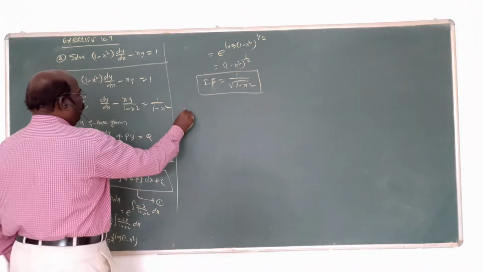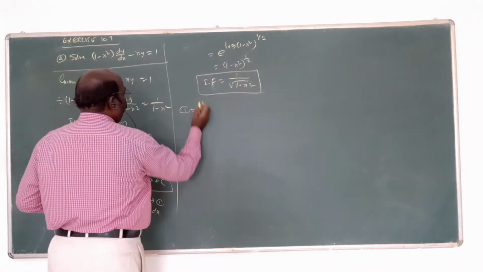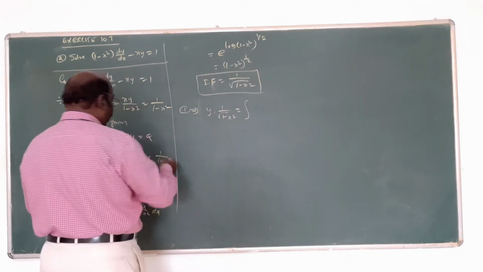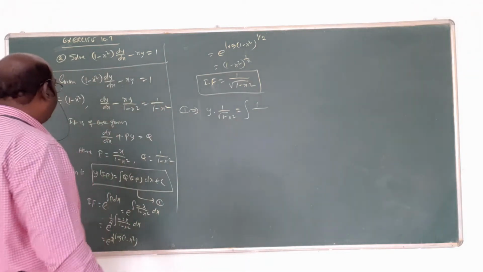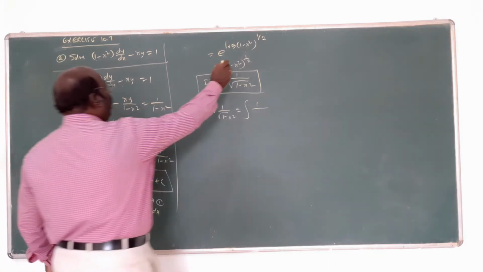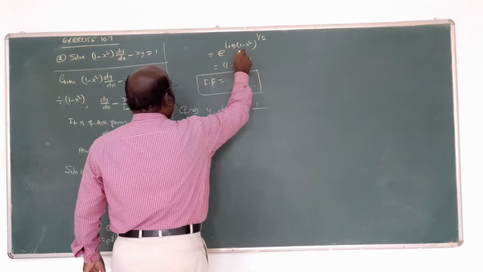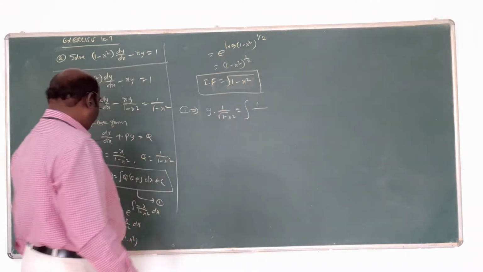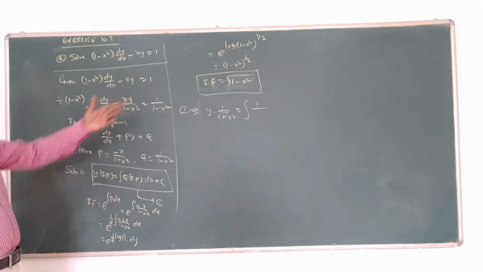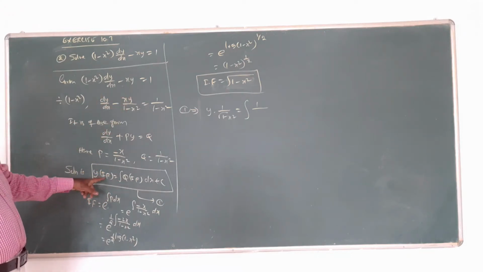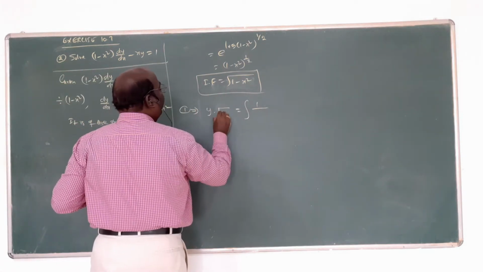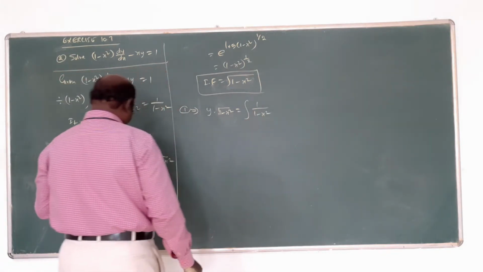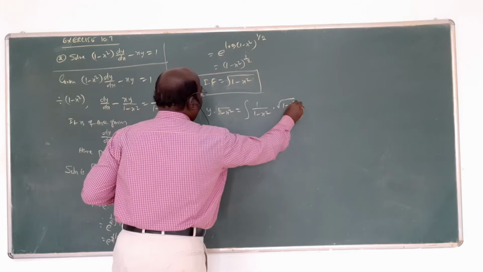Now substitute in the first equation: y into 1 by root of 1 minus x square equals integration of Q into IF. Sorry, here the power is only half. Minus half means 1 divided by something, but only plus is on. Root of 1 minus x square. Now substitute the IF in the formula. y into IF, that is y by root of 1 minus x square, equals Q, that is 1 by 1 minus x square, into the IF, 1 by root of 1 minus x square, dx plus c.